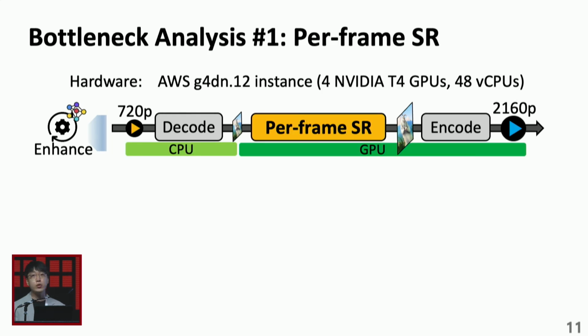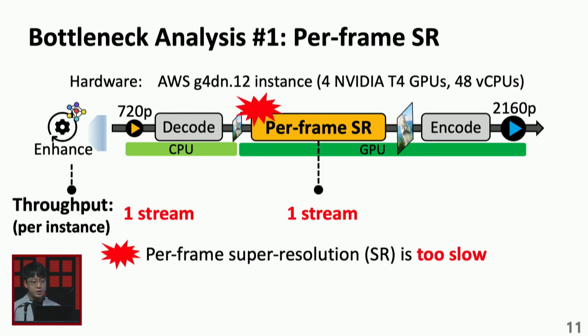Before diving into NeuroScaler's design, I'll first analyze the bottlenecks of live video neural enhancement using 2 strawman approaches. The first strawman runs super-resolution frame by frame. Using the same experiment setting as before, we measure the number of streams that can be processed in real time per instance for each processing in isolation and the end-to-end pipeline. The result shows that only a single stream can be processed in real time because super-resolution inference is too expensive.